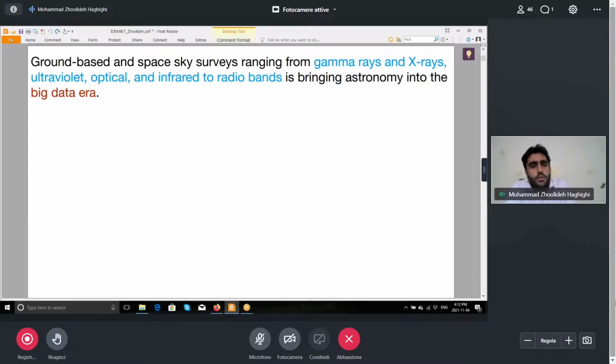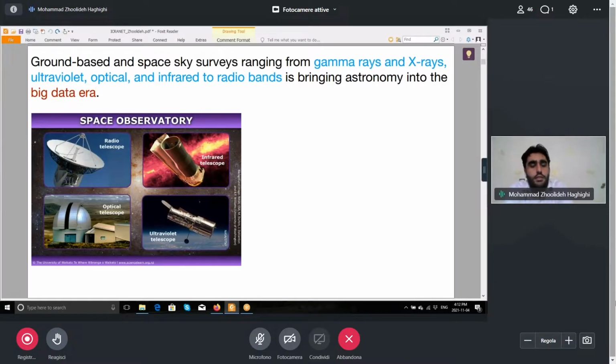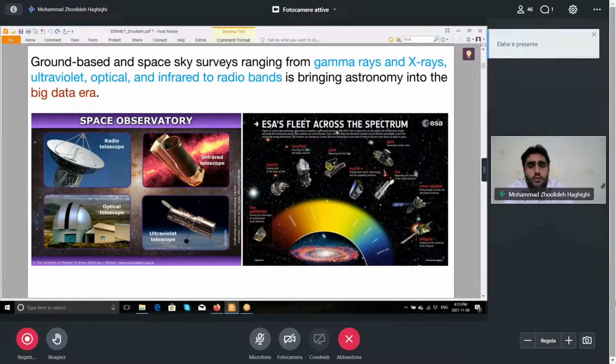To begin with, we are actually in the big data era. And ground-based and space and sky surveys and telescopes are gathering a tremendous amount of data for us every day, continuously. As an example, you can see here ground-based radio telescopes and optical telescopes and other telescopes, and also sky telescopes, collecting data in different bandwidths. And nowadays, we are observing electromagnetic frequencies and waves in different bands, from radio frequencies to gamma rays.